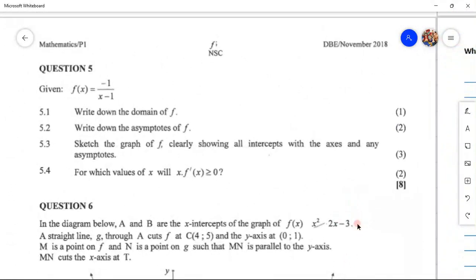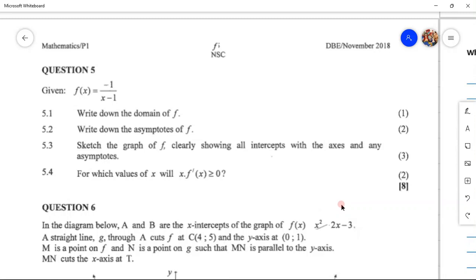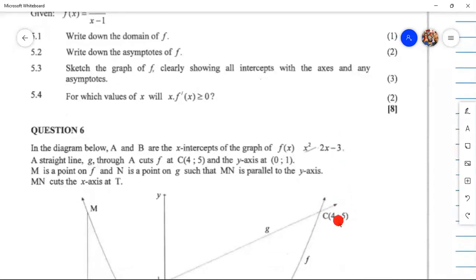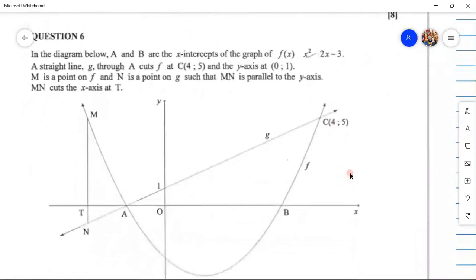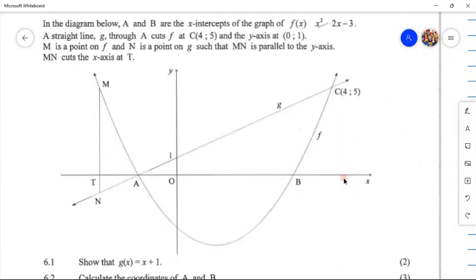So our next question is from a 2018 exam paper. Question 5 is a hyperbolic function, so we are going to skip that. Let's move on to question 6. So let's start by analyzing question 6.